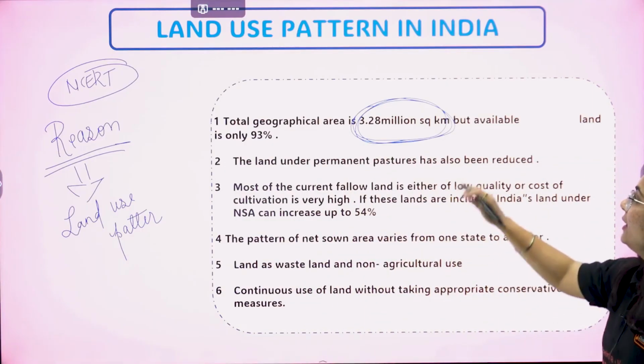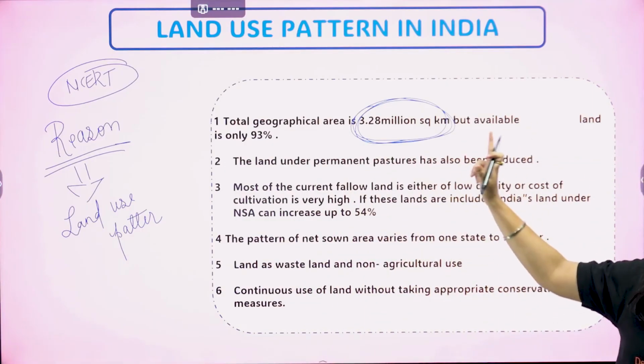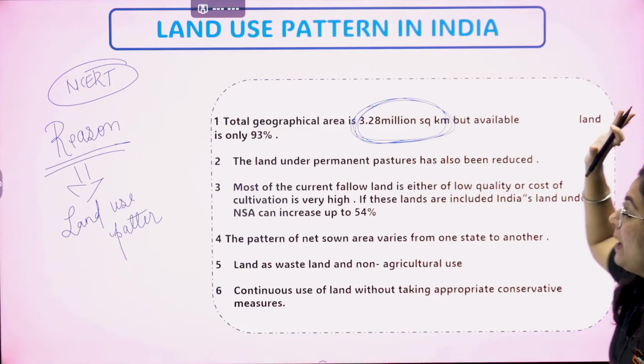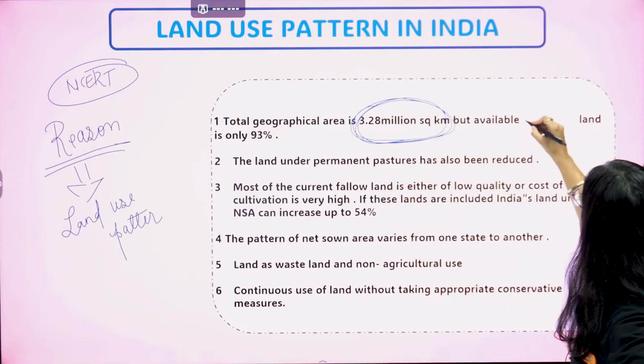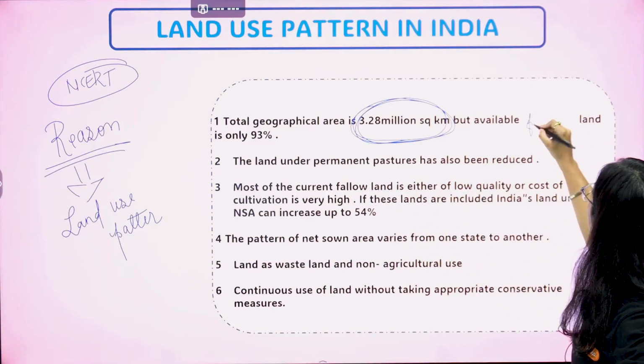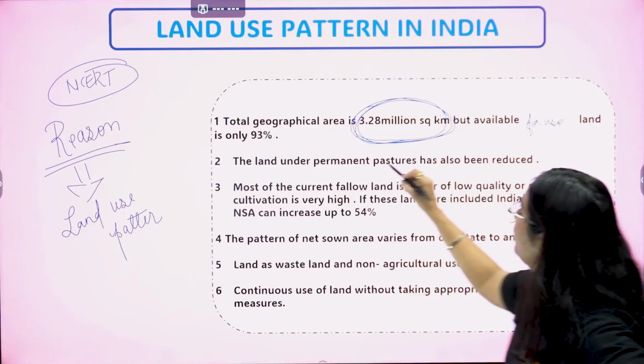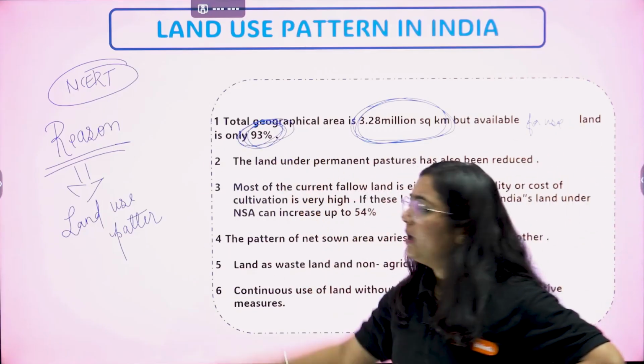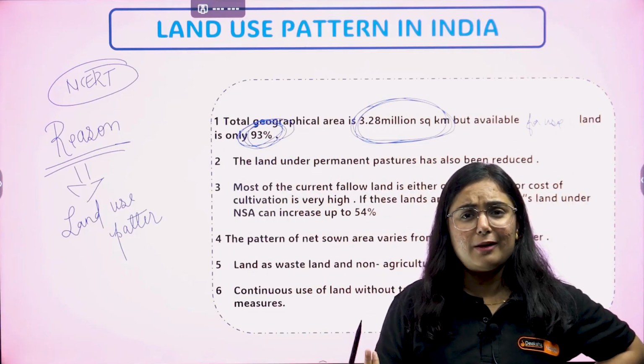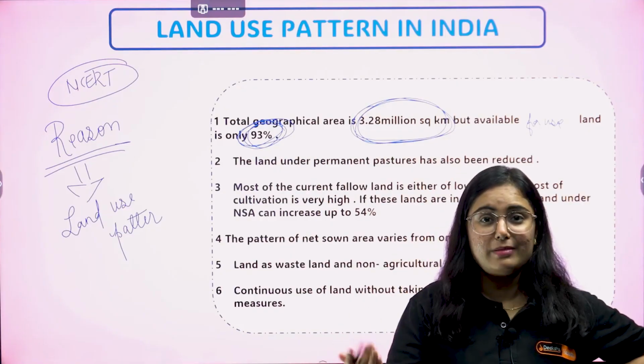Okay, so the total geographical area is 3.28 million square kilometers, but the land available for use is only 93%. Ma'am, where is the remaining 7% of land? How can land vanish?